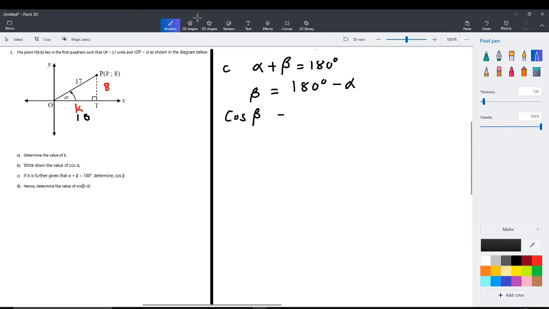So cos beta will in actual fact be equal to cos of 180 degrees minus alpha. And that looks like a reduction formula. So this will actually be equal to negative cos alpha. And because we already know what cos alpha is from part B, we just substitute and this will be equal to minus 15 over 17.